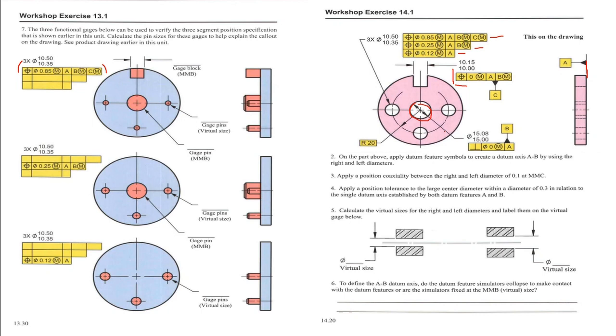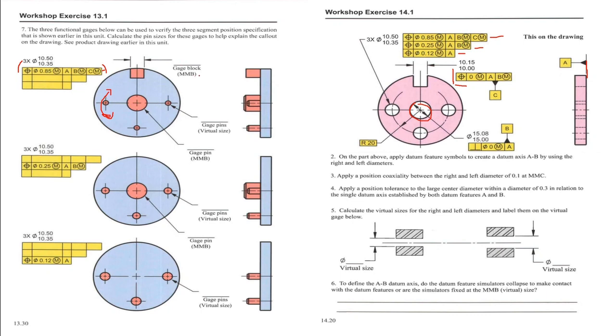So at the maximum material boundary of the gauge block and the maximum material boundary of this central hole, and the position of these holes, it means the first callout is not stopping the rotation and the translation with datum A, B, and C. These holes can rotate like this. They can rotate. So this callout is just for the size and the location, but it is not stopping the rotation, and they can shift up and down.